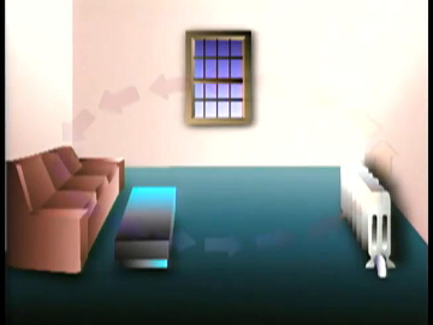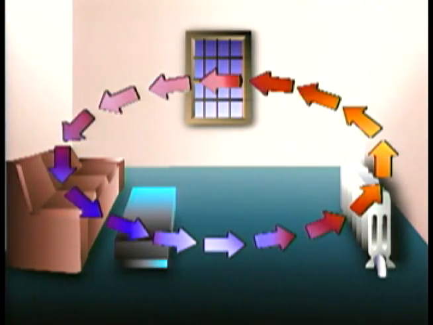Convection heats homes. A radiator, for example, warms the air near it. This air rises because its molecules are farther apart and it is less dense. The warm air cools as it moves through the house. As it cools, it sinks and moves back to the radiator and is warmed again.